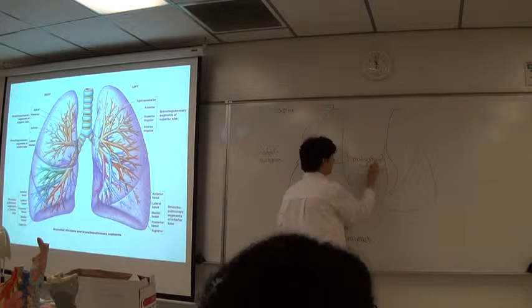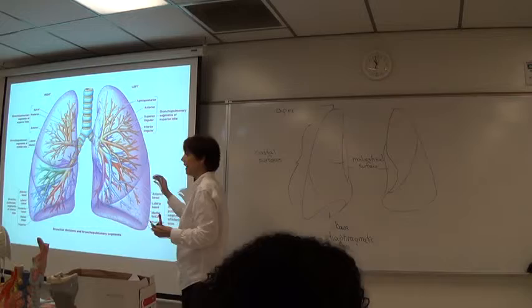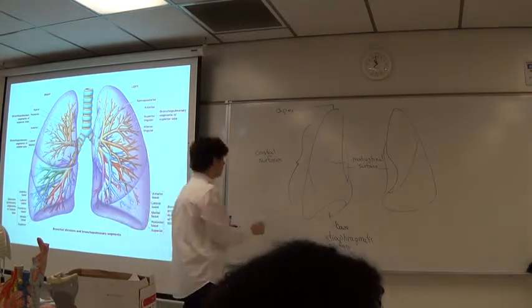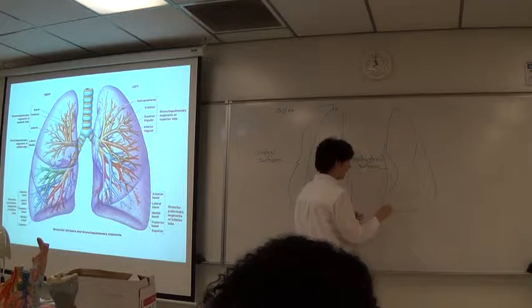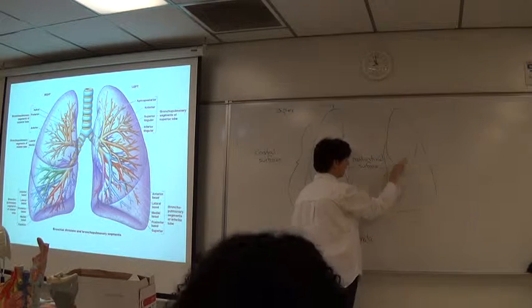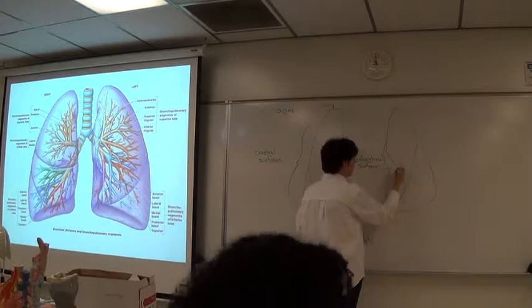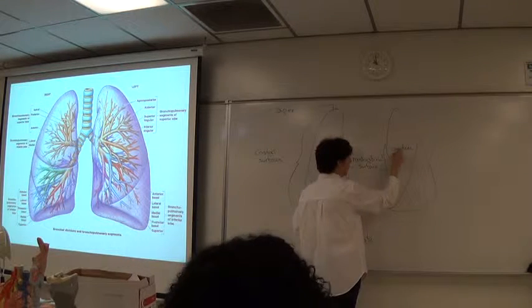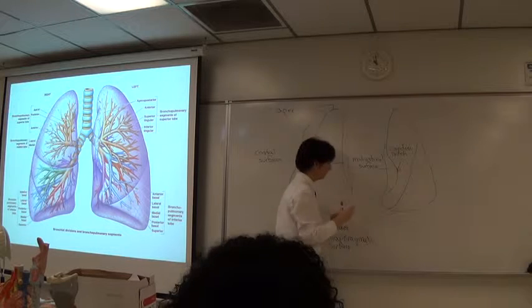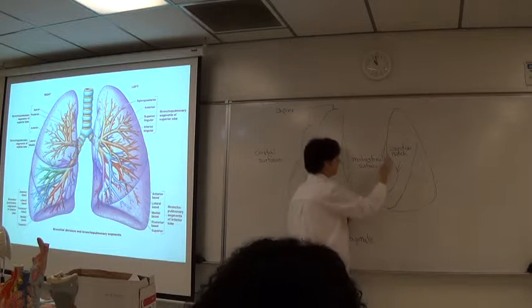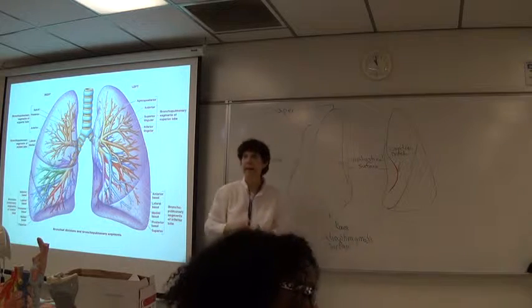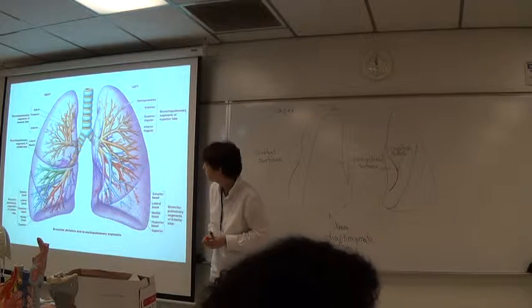Now both lungs on their medial borders have an indentation. It's much more extensive on the left lung and is known as the cardiac notch because the heart is more on the left side. So there's not much of a cardiac notch visible on the right lung.